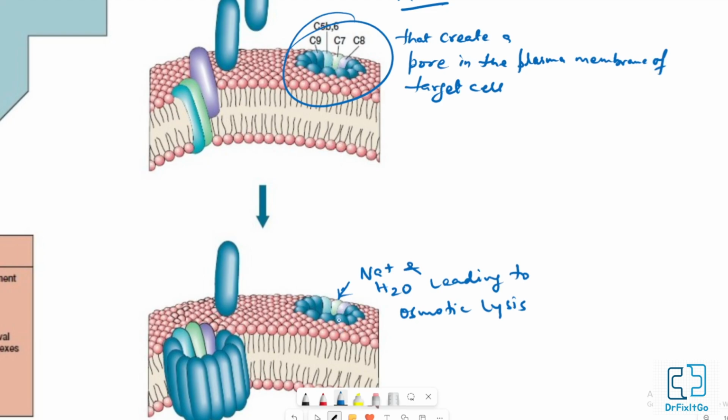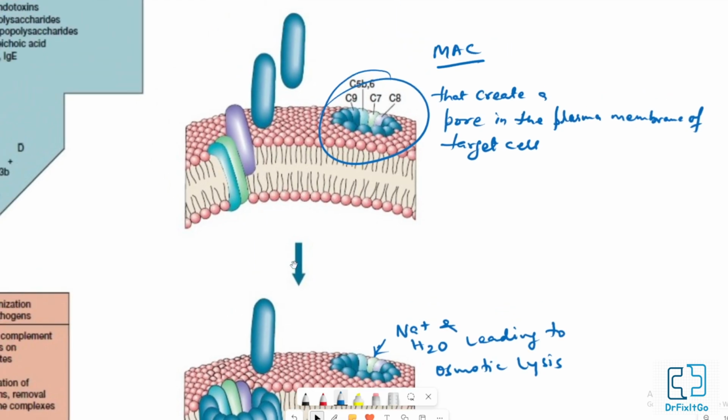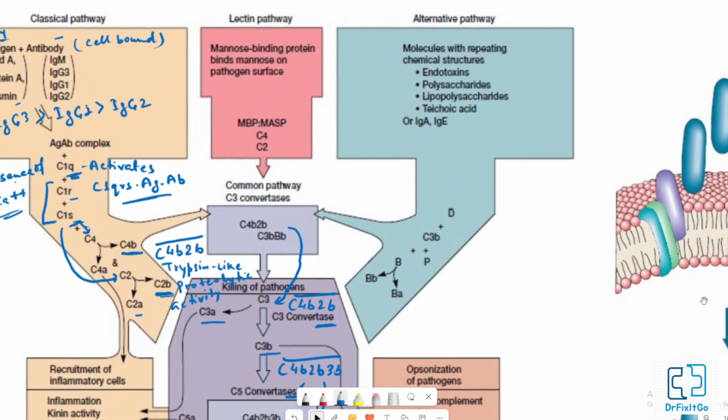In contrast, gram-positive bacteria are resistant to the cytolytic action of the membrane attack complex because they lack an exposed outer membrane, and the thick peptidoglycan prevents an attack on the plasma membrane. Now we go to the alternative pathway.